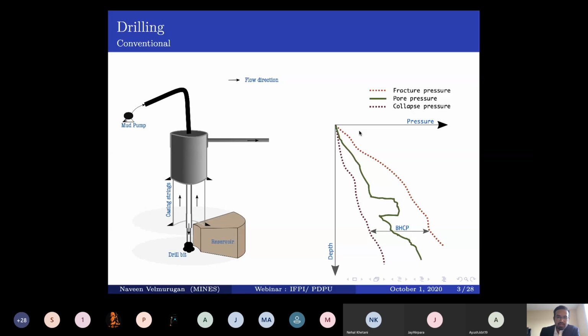Now, when you look at the pressure aspect, we have certain pressure gradients that we have to respect when you drill a wellbore, right?